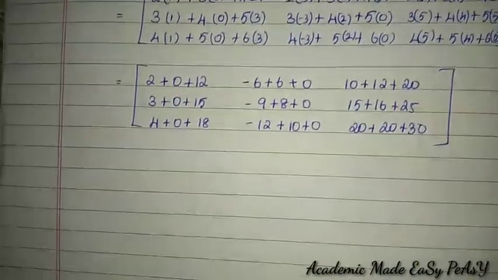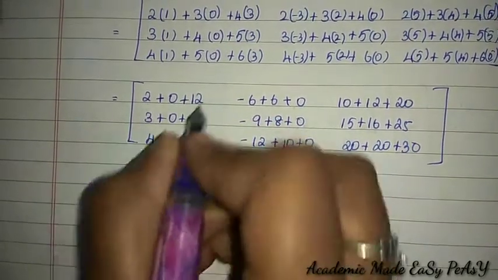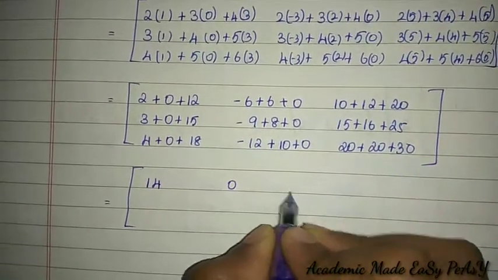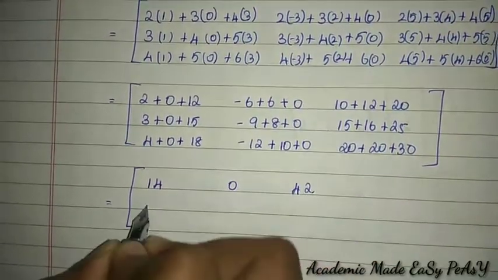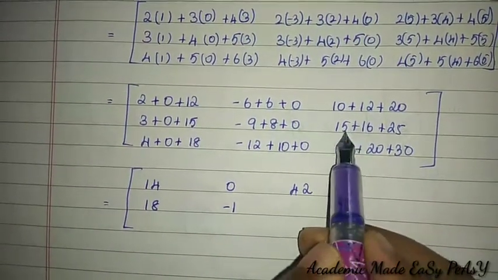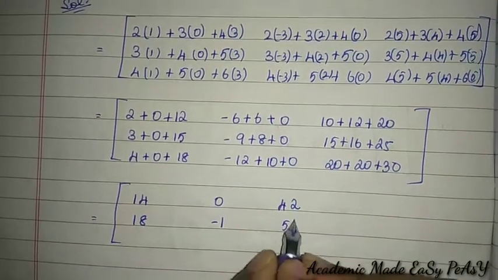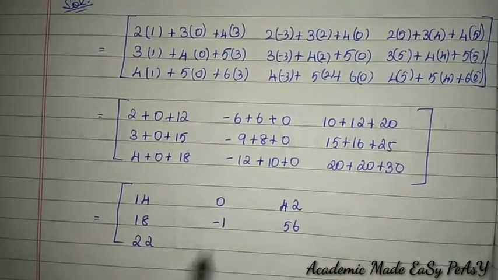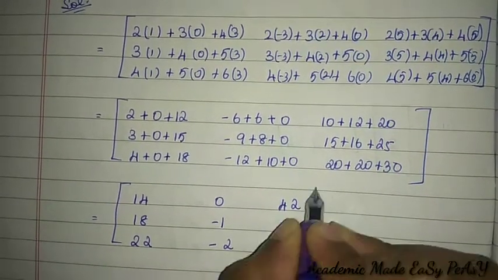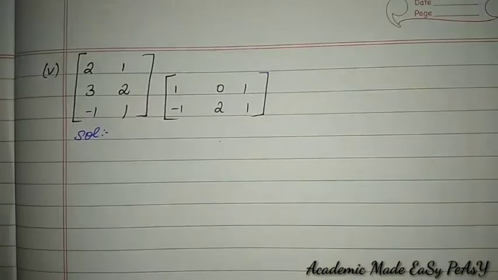So now I will be adding to find my final answer. So 2 plus 12 is 14, 0, 30 plus 12 is 42, next 18, minus 1. So here 25 plus 15 is 40, 40, 56, and here 22 minus 2, 70. So this is my required matrix.